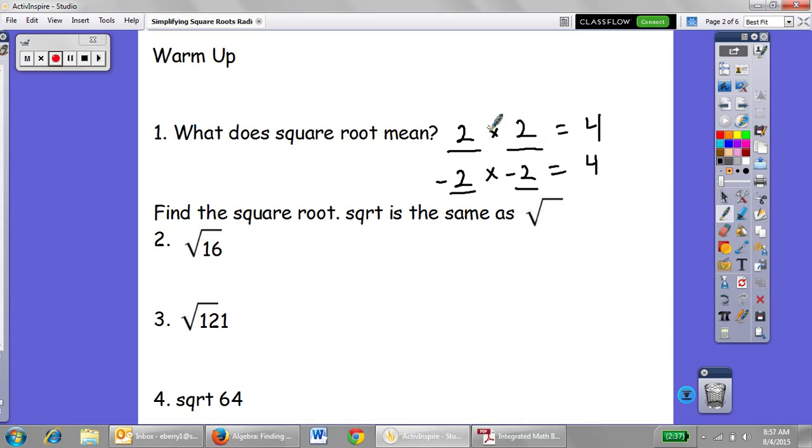So looking at numbers 2, 3, and 4, the square root of 16. You're thinking of two numbers. When you multiply them, you get 16. So that number must be 4 because 4 times 4 is 16. The square root of 121 is 11 because 11 times itself, 11, is 121. And number 4, the square root of 64. Sometimes I'll write it this way. It means the same thing. The square root of 64 must be 8 since 8 times 8 is 64.